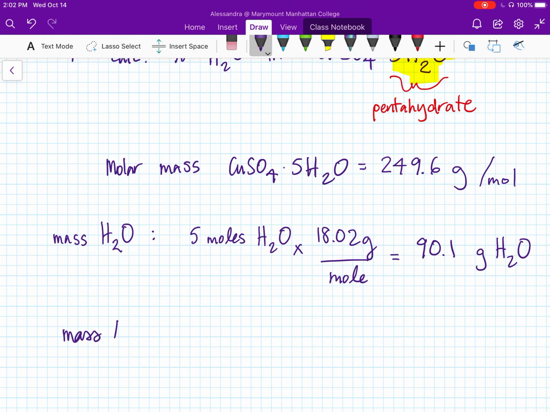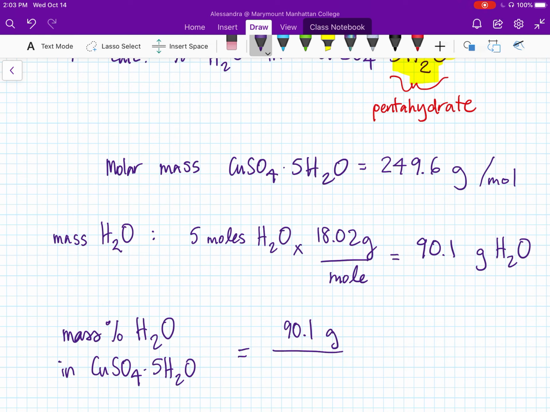So the mass percent of water in copper 2 sulfate pentahydrate, the whole thing, is going to be equal to that 90.1 grams of water over the molar mass of the whole compound, 249.6. That gives me a percentage of about 36.1%. So this salt is going to be just a little bit more than 36% water.